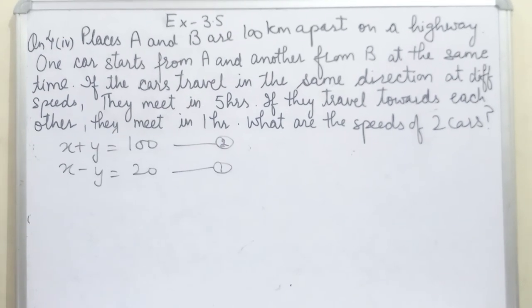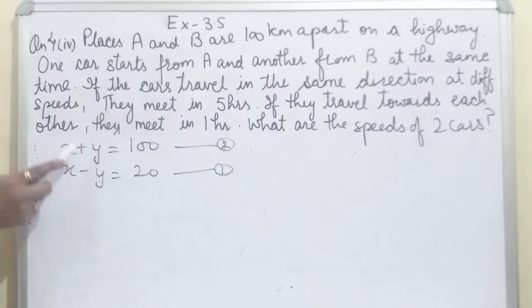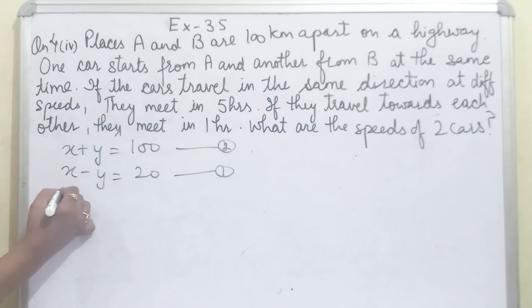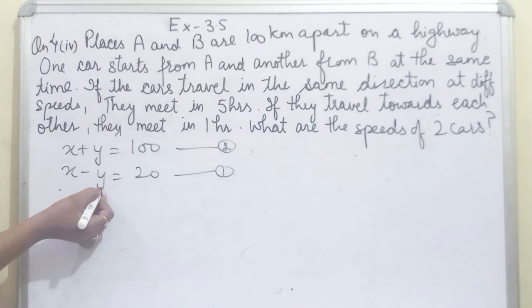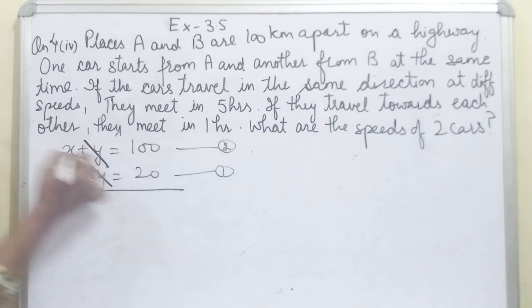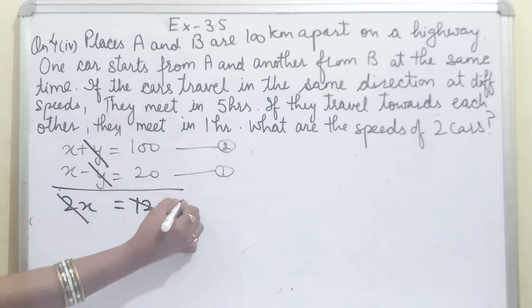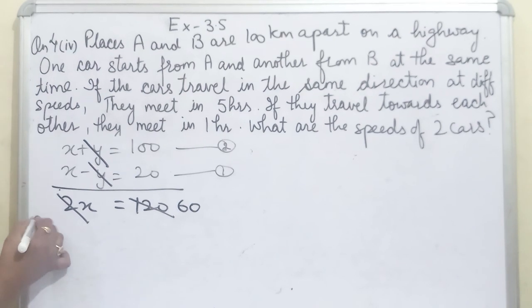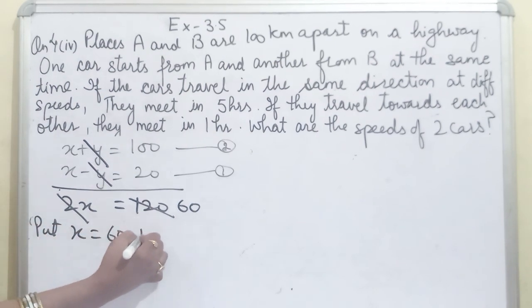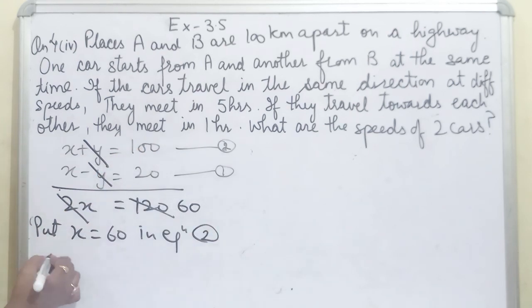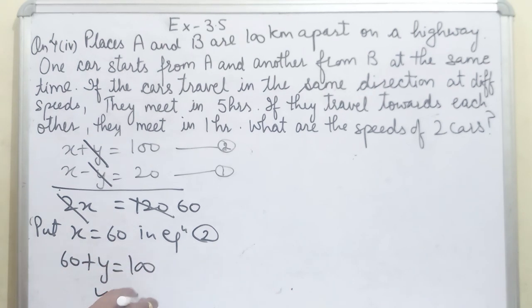Okay. So now I have these two equations, x plus y equals 100 and x minus y equals 20, and now it's up to you how you want to solve these equations. I can subtract these two equations, or I can add them too, isn't it? So y will cancel out. x plus x is 2x equals 120, and x will be 60. Now put x equal to 60 in equation 1 or 2, let's say 2, then 60 plus y should be equal to 100, and y is equal to 40.